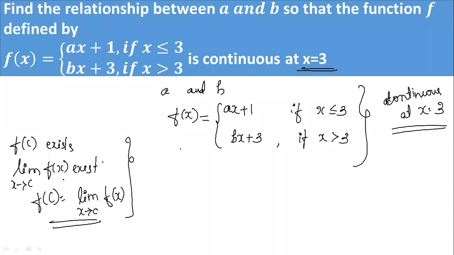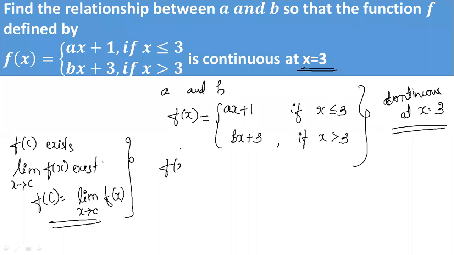Yes. They themselves have said the function is continuous, so these three conditions must be satisfied, at x is equal to 3. So what is the value of c here, students? c is 3. If these three conditions are satisfied, we need to find all these values.